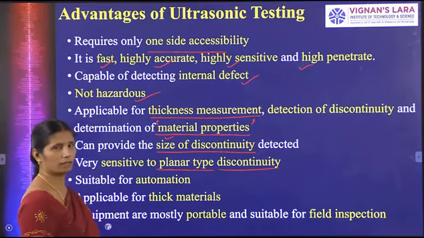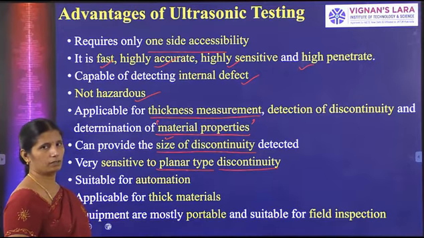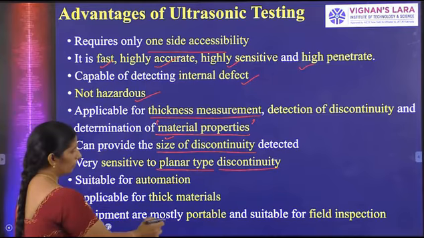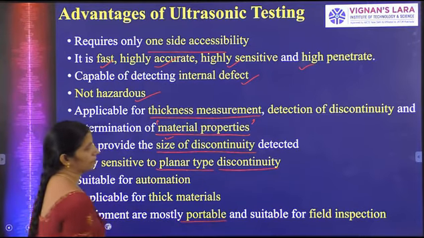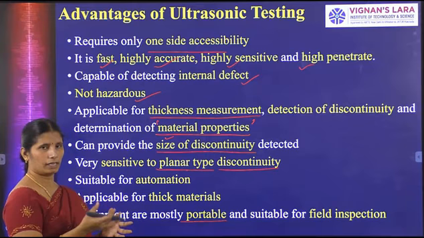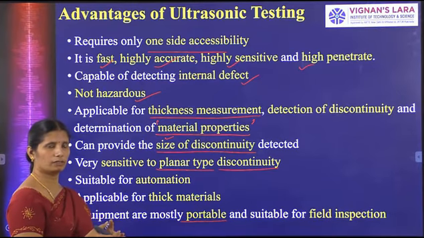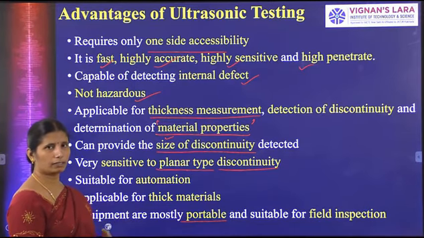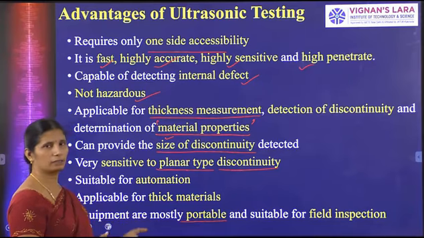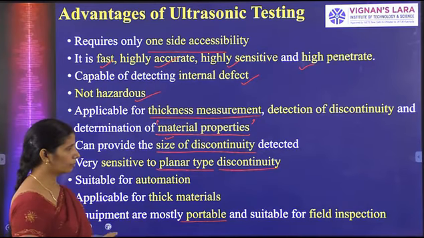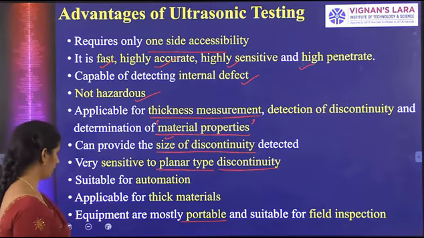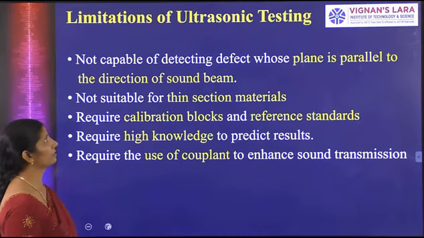It is applicable for thick materials, very bulk materials, and the equipment is mostly portable. The equipment, that means the experimental arrangement which we used in the pulse echo testing method, the through transmission testing method, or the resonance testing method, is very portable, easy to carry, easy to locate, and suitable for field inspection. These are the advantages of ultrasonic testing.